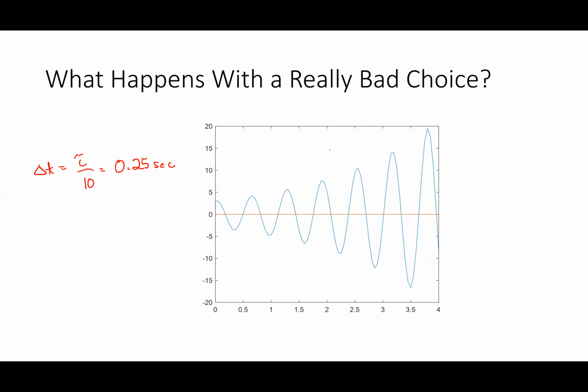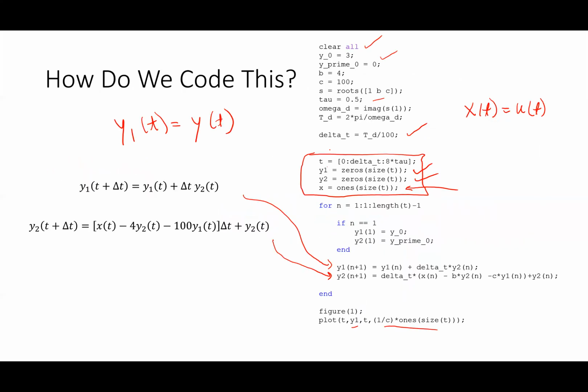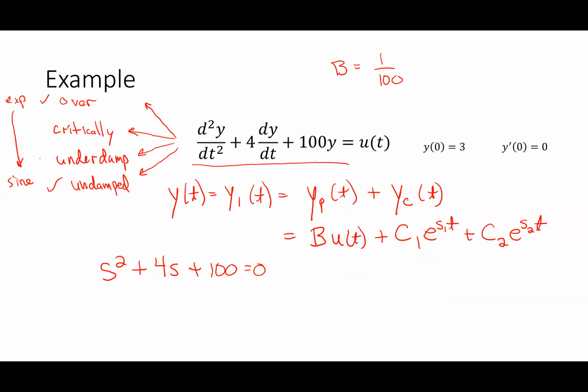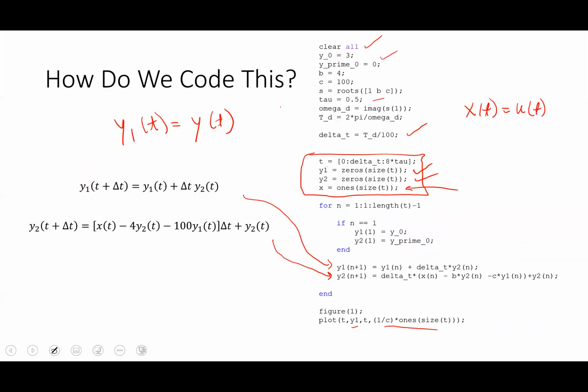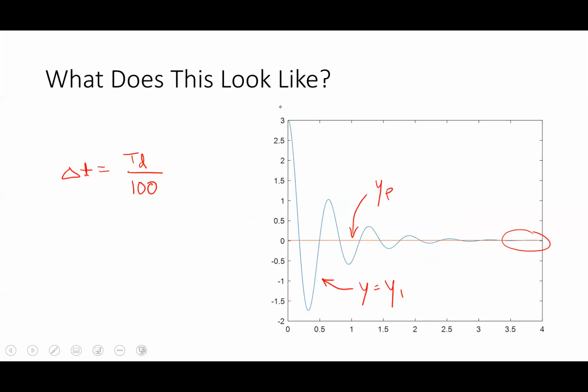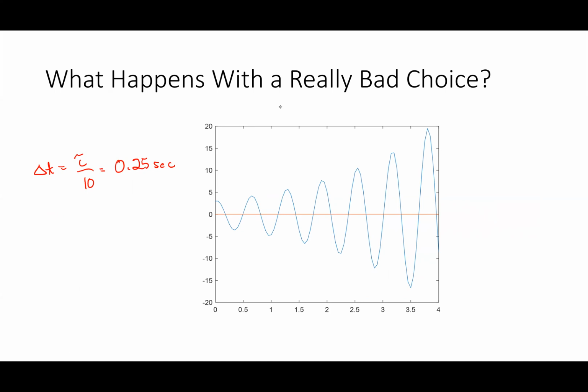So when I make a bad choice of my delta t, basically what that means is, back to the original equation, right? If I choose bad delta t's, then I'm basically not computing the derivatives correctly, and I'm getting a result that doesn't make any sense, okay? I'm getting a result that's growing instead of decaying, all right? So look for those kinds of clues to see if you've made a bad choice.